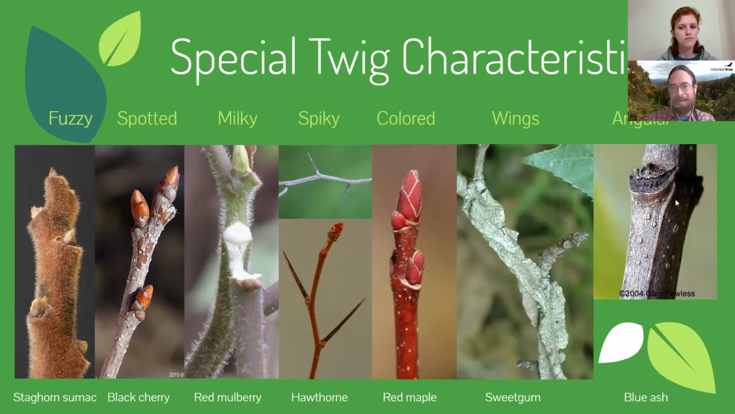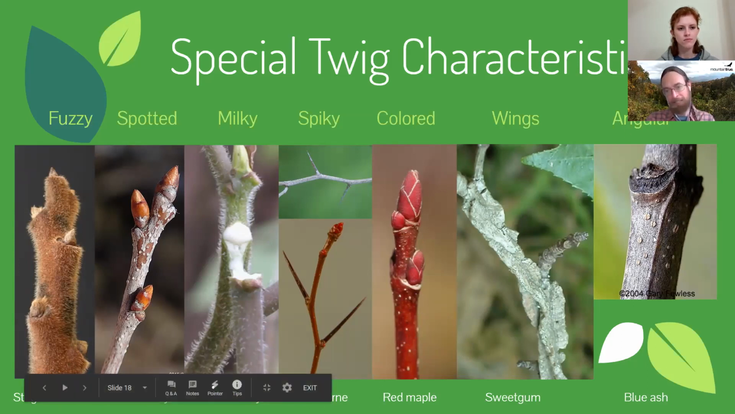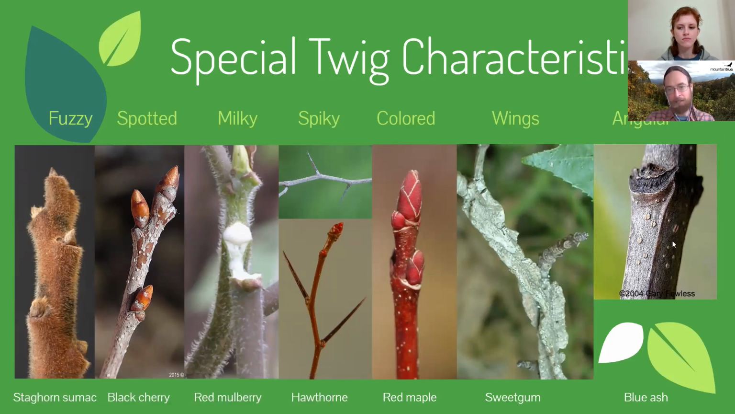And then really angular twigs. So blue ash is not a native tree, but it has a very angular, four-sided twig. Blue ash occurs more towards the limestone areas up in the Ohio River Valley and out towards West Tennessee and places like that. In addition to all these special twig characteristics, there's a couple others I'd like to mention.